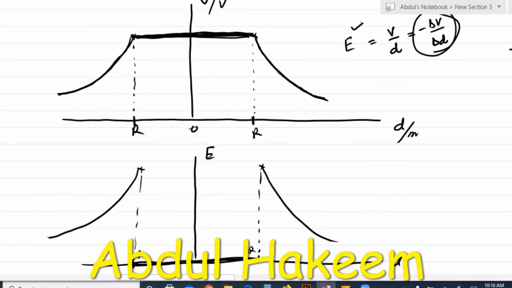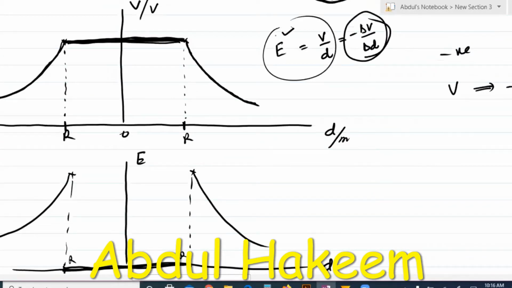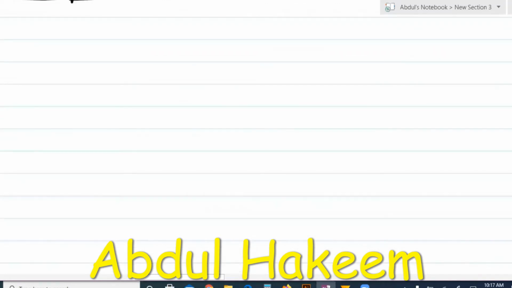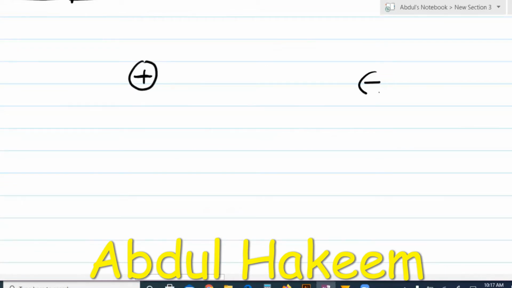And next, according to this formula, E is equal to V by D. So E times D is equal to V, meaning the area under the graph of E against D is the electric potential. So the gradient of the potential-distance graph is E, and the area under the E-D graph is electric potential. These are the two graphs for the isolated charged sphere, one graph for V-D and the other for E-D. Now suppose we have two charges, one positive and the other negative.